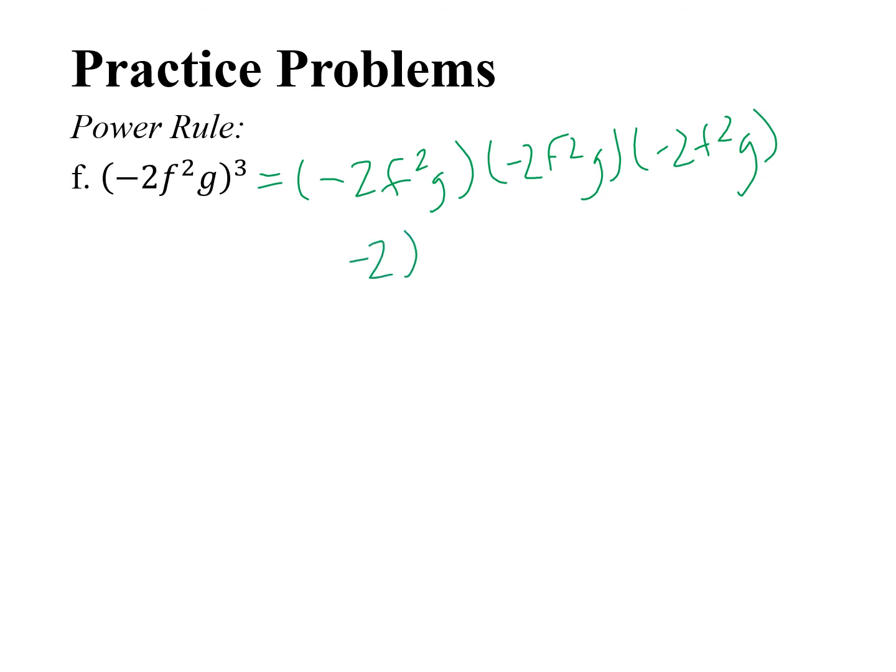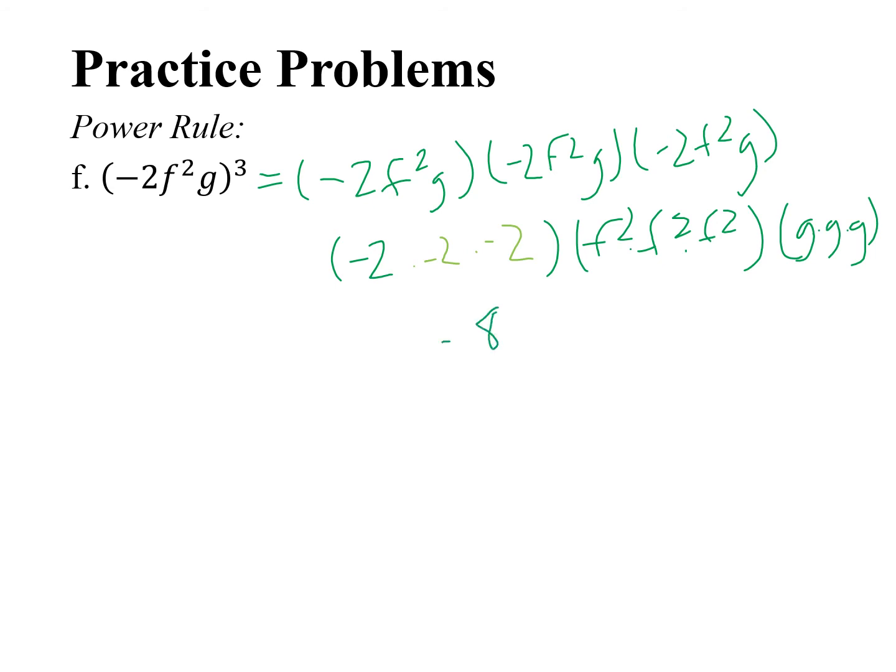I have negative 2, oops, let's do this kind of multiplication. Negative 2 times negative 2 times negative 2. Oh, that's a different green. I have f squared, f squared, f squared. And I have g, g, g. When I go through and simplify then, negative 2 times negative 2 times negative 2 gives me a negative 8. F squared, f squared, f squared gives me f to the power of 6. G times g times g gives me g to the power of 3.